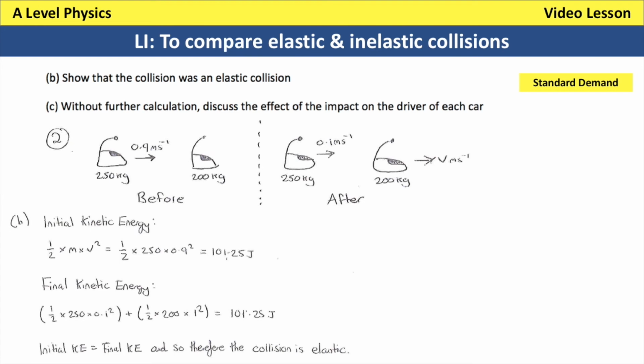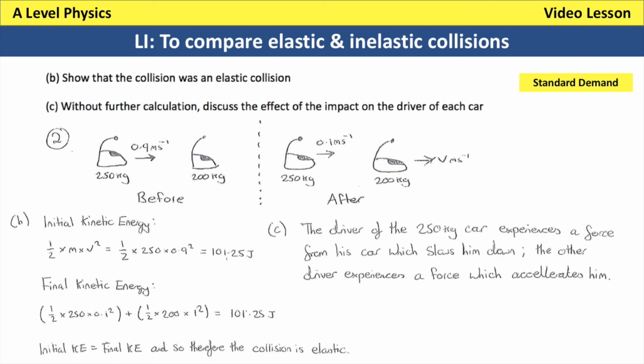And then part C, without further calculation, discuss the effect of the impact on the driver of each car. So the driver of the 250 kilogram car experiences a force from his car which slows him down, and the other driver experiences a force which accelerates him.